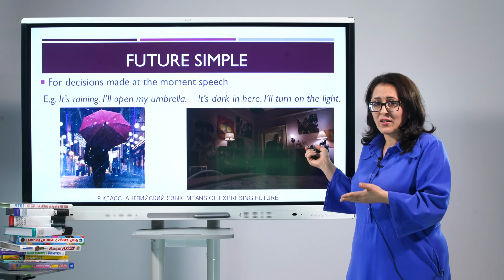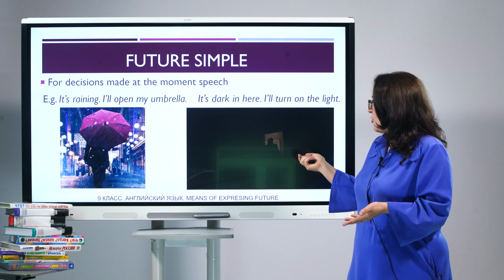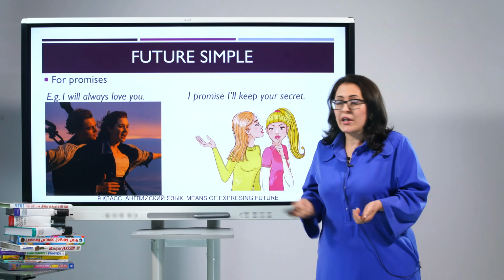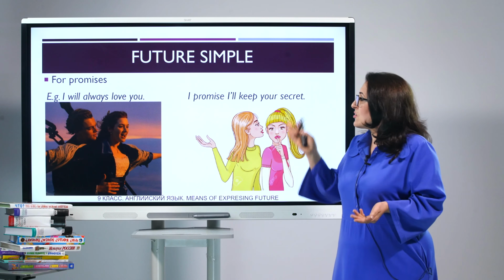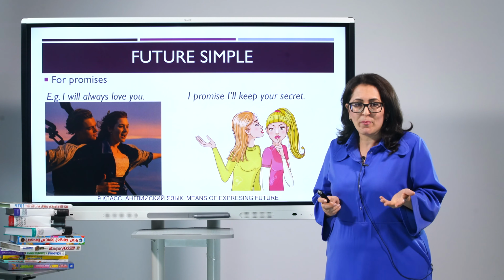And look at the gif which is on the right. It's dark in here, says the man. I'll turn on the light. And he turns on the light. Look, that's it. Nice. Okay, look at these photos, and don't forget that future simple also expresses promises.